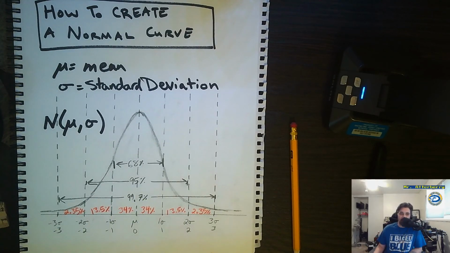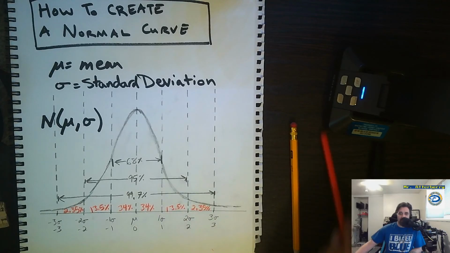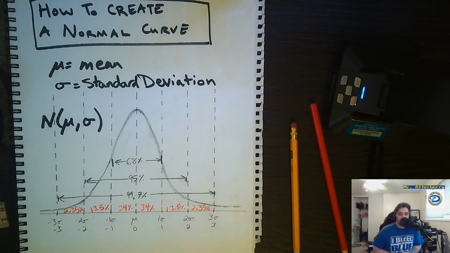So that's how to create a basic normal curve. I'm going to show some example problems next. If you have more questions on how that applies to individual problems, check those videos out.